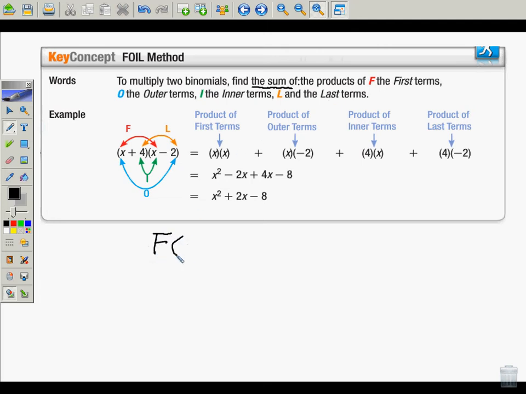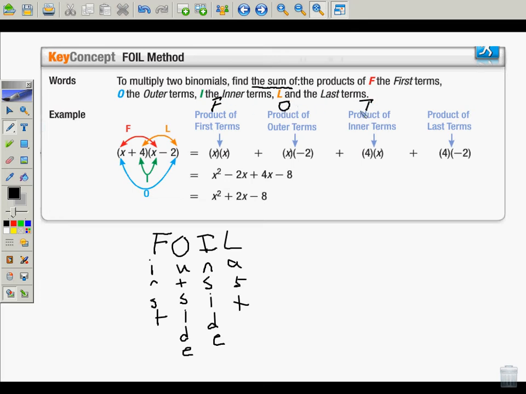is, and the way I always say it is first times first, outside, or outer. I always say outside. Outside times outside, inside times inside, or inner times inner, and then last times last. That's what FOIL stands for. So if you look, we've got our FOIL right here. First terms, outside, inside, last terms.